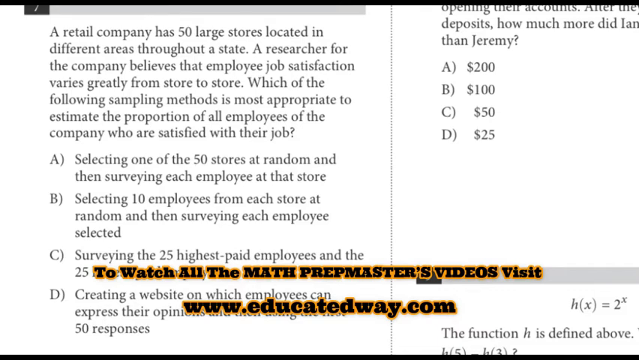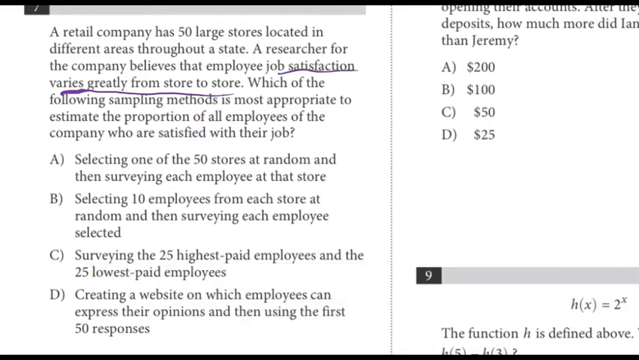Answer choice A, selecting one of the 50 stores at random and then surveying each employee at that store. Well, that's not going to be appropriate, because it says in the story the job satisfaction varies greatly from store to store. So if you did one store where they're all happy and then one store where they're all not happy, that's not going to work. Answer choice A is not correct.